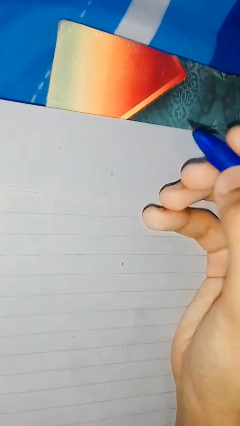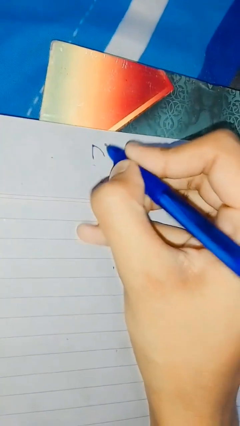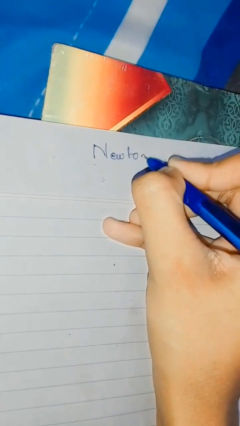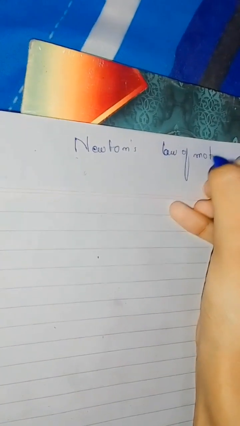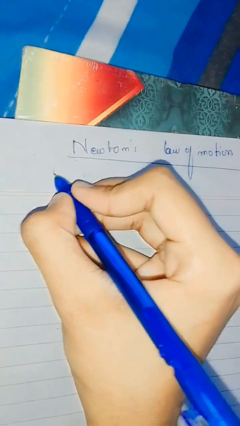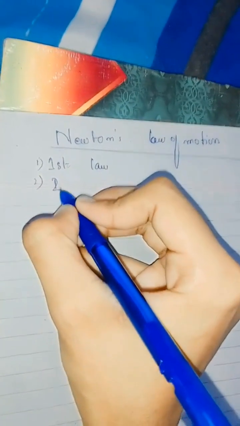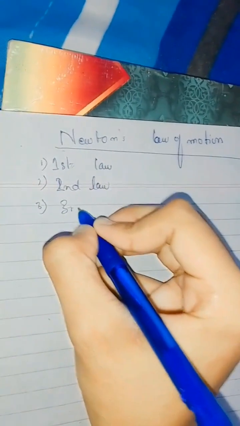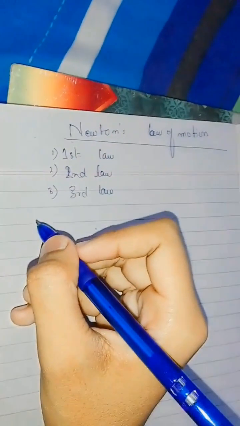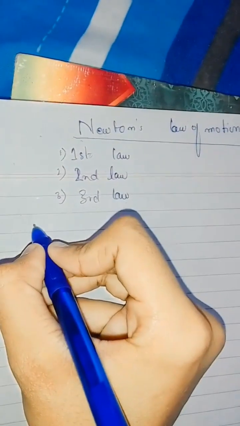Today we are going to discuss Newton's laws of motion. Basically, there are three Newton's laws of motion: first law, second law, and third law. First of all, we are going to start with the first law.